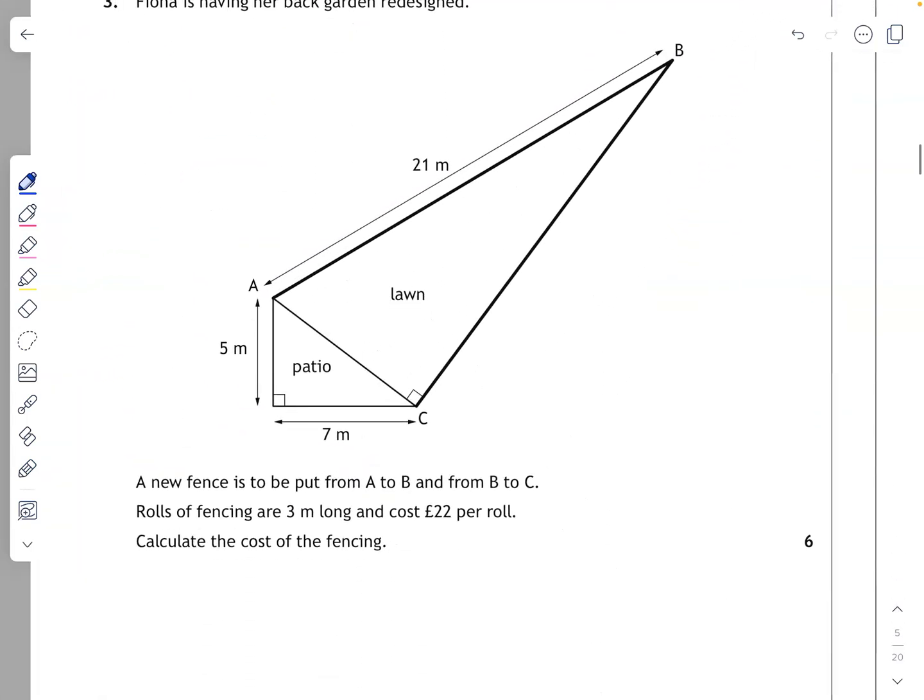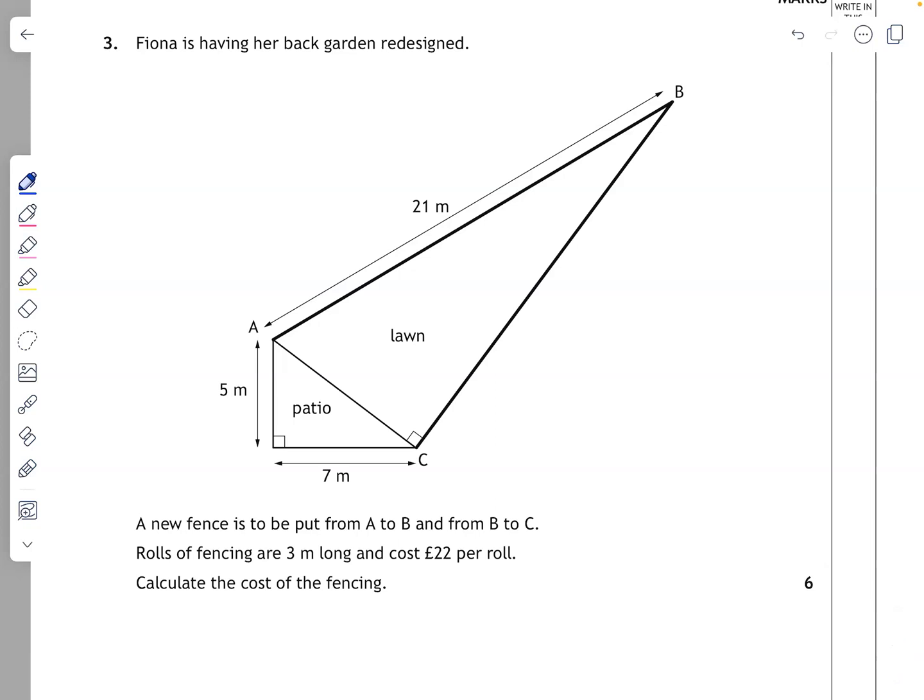So question 3. Fiona is having her back garden redesigned. A new fence is to be put from A to B and then from B to C. So before we move on with that question, let's just get ourselves familiar with the diagram here. So we've got a patio, a triangular section, that's a right angle triangle, it's a patio. And then we've got the fence which surrounds the lawn. And you'll notice that this is also a triangle, that's a right angle triangle.